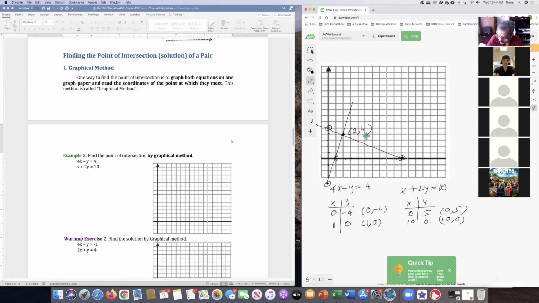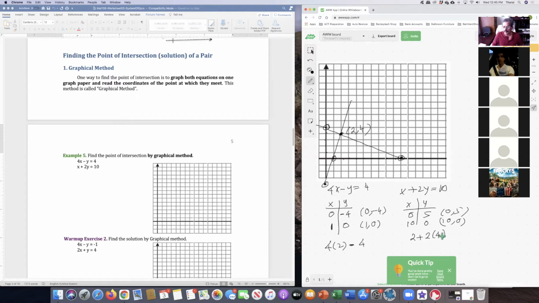If I plug it into the first equation, 4 times 2 minus 4, 8 minus 4 equals 4. So it does work out on the first one. Let's plug it into the second one. x equals 2 plus 2 times y, 4, and that's equal to 10. So it does satisfy the second equation as well. So we found the solution. It's 2, 4. So this is called the graphical method.